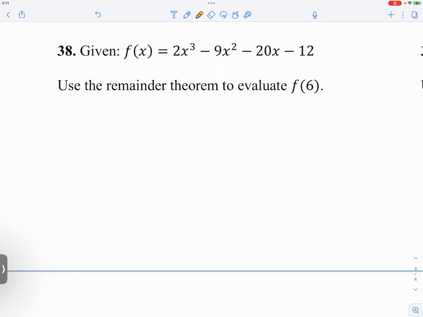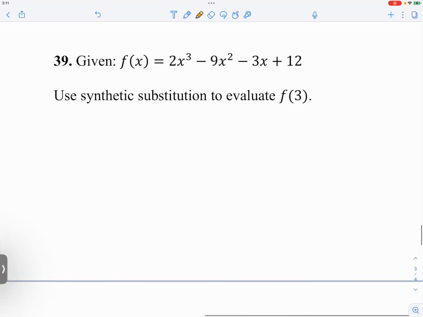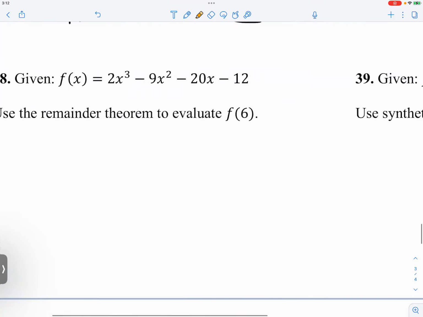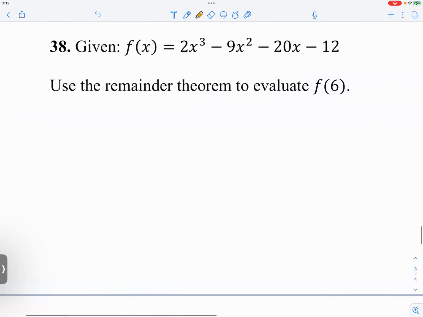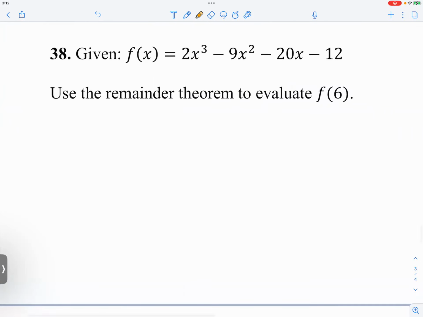Okay, for question number 38 and 39, we are going to use remainder theorem or synthetic substitution, which in terms of the work procedure, they are practically the same thing. What it does is that instead of substituting the 6 into the x, we don't need to do that because that's going to drive us nuts. We can just go ahead and do synthetic division.